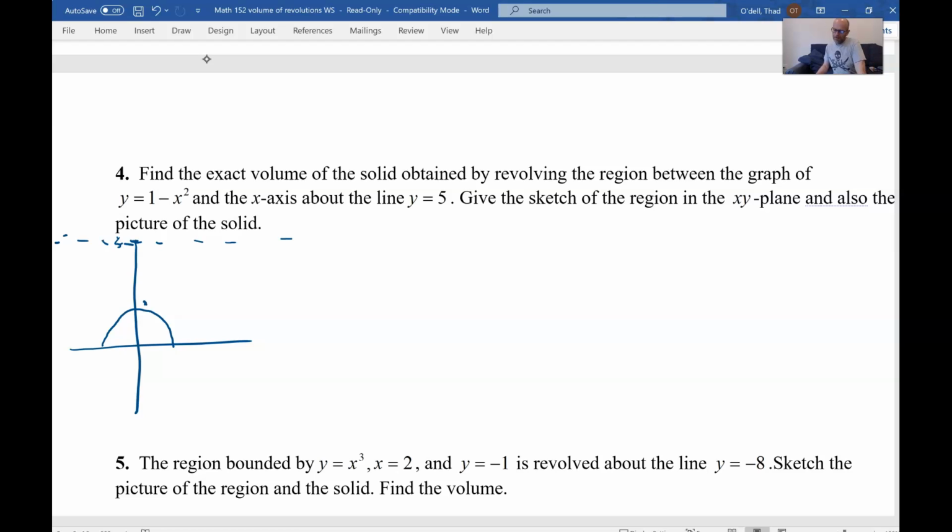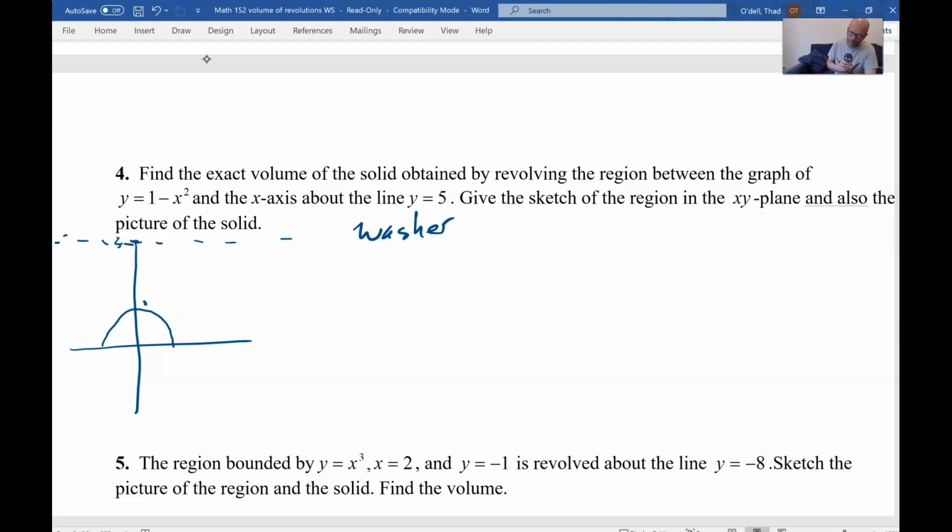Give the sketch of the region. Okay, so first of all, we notice there's a hole, right? Because the region is not touching the line of rotation. It's not even close to it, so there's got to be a hole in the middle. This doesn't look like a bad washer problem, so I think I'm going to go with washer.